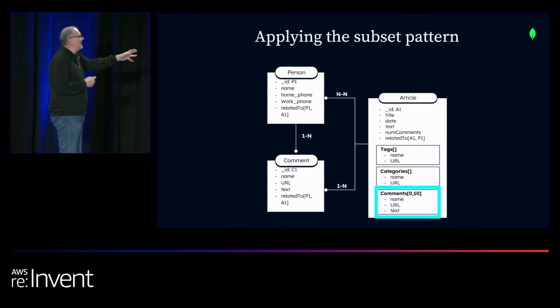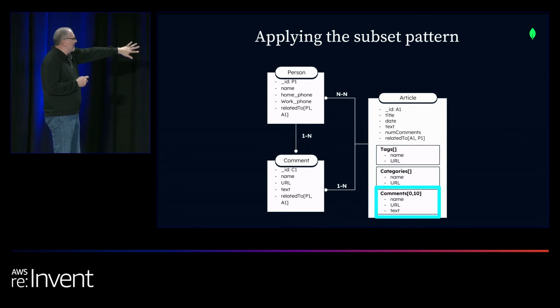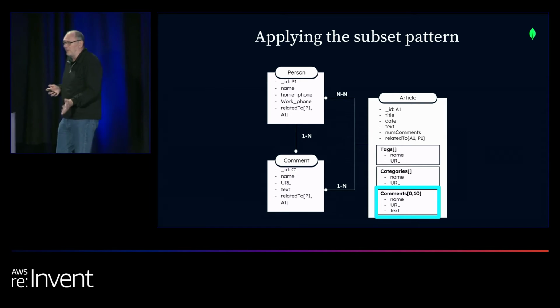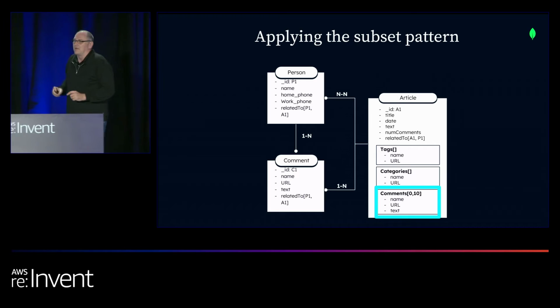So every time a comment gets added to the article, we're going to create the little comment document. We're going to write that in there. We're also going to embed the comment into the comment array on the article, and we're going to evict anything that's more than 10 comments old, right? So always the last 10 comments live on the article itself.